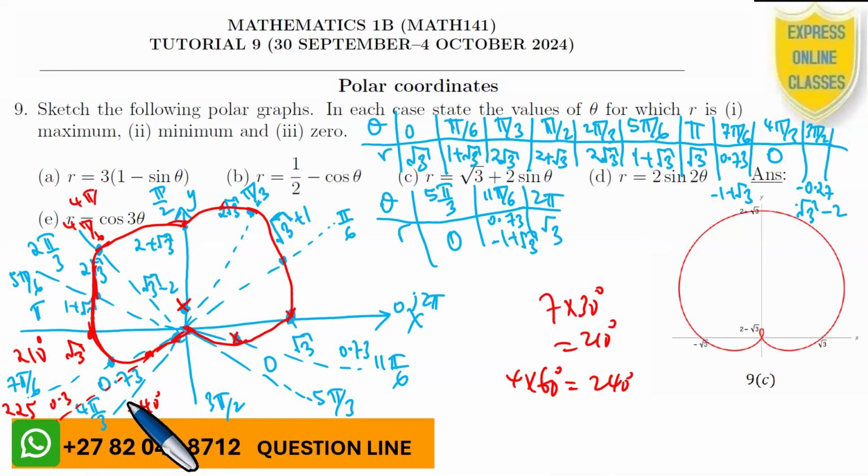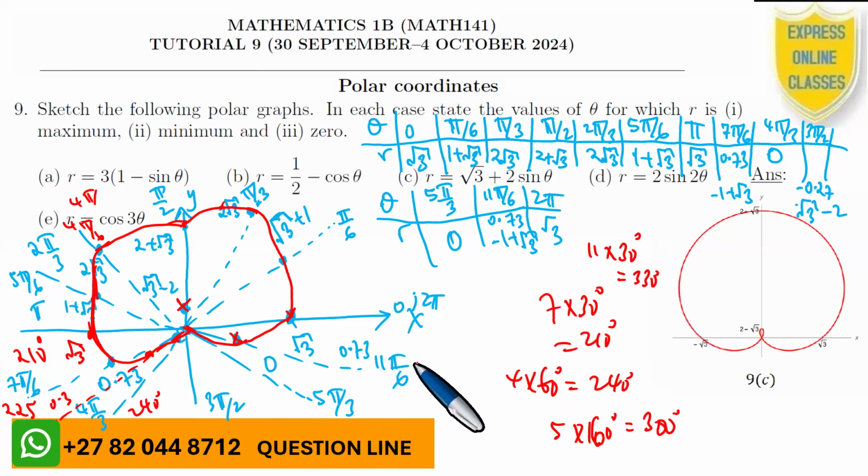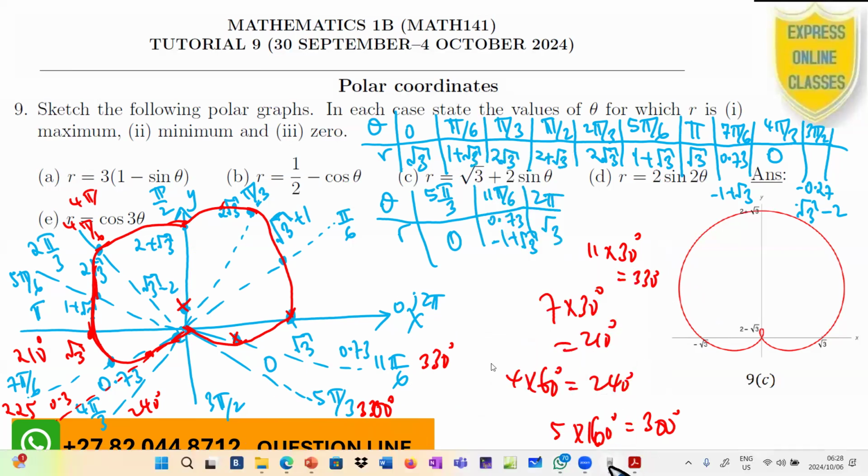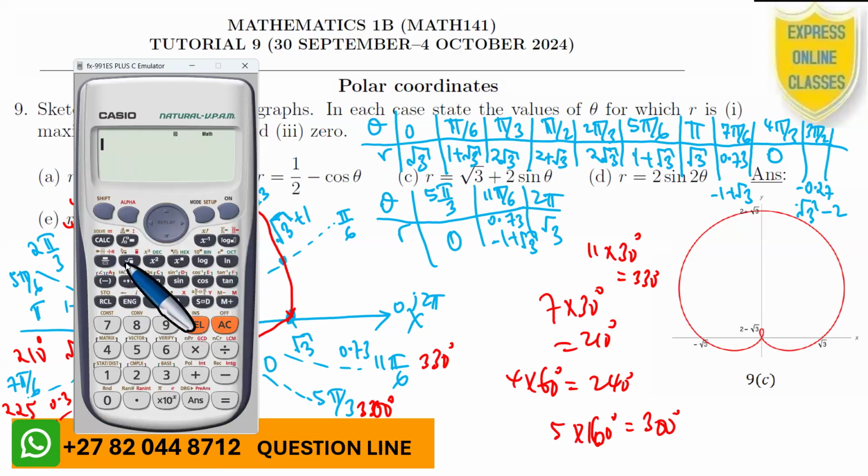Right, taking some angles that are between, for instance, this one is 5 pi by 3, 300 degrees. And then now this one is 11 pi by 6, which is 330. Okay, so if this one is 330 and this one is 300 degrees, between them, 315. Square root of 3 plus 2 times the sine of 315. Which is 0.3 still.